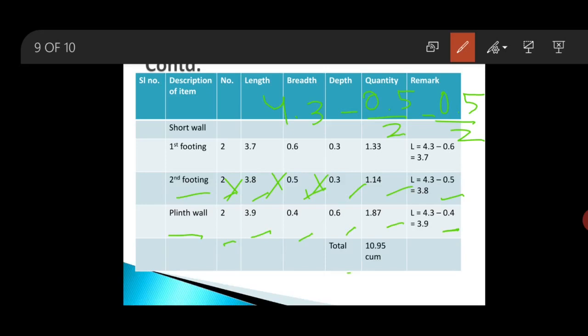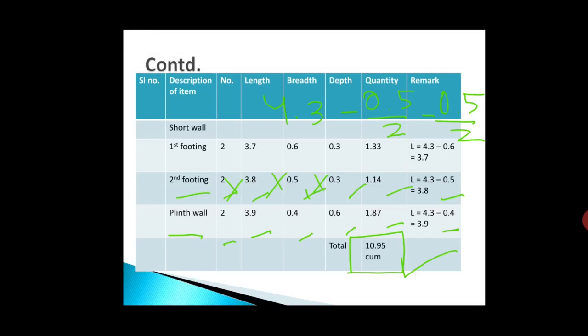So this total quantity will be equal to the quantity of each part along the long wall plus the quantity of each part along the short wall. That means first footing, second footing and plinth. By adding up all these we will get the total quantity of brickwork in foundation as 10.95 cubic meter. So the brickwork in foundation calculation is over. Then we will move to our next item of work, that is brickwork in superstructure.